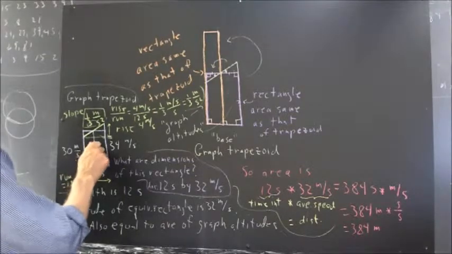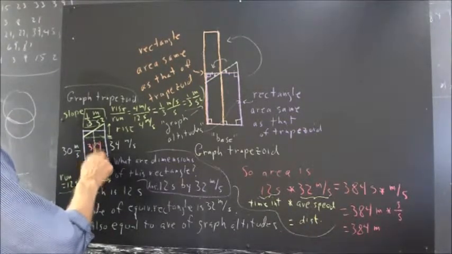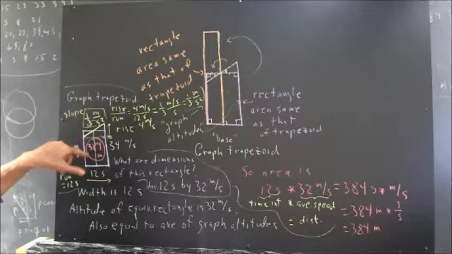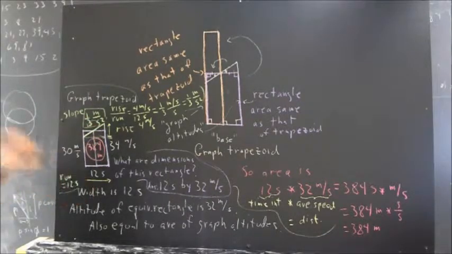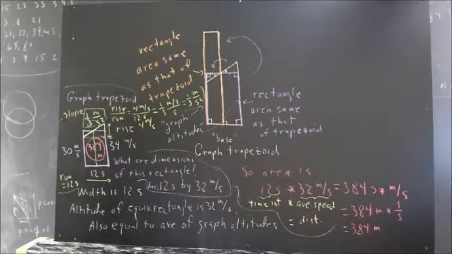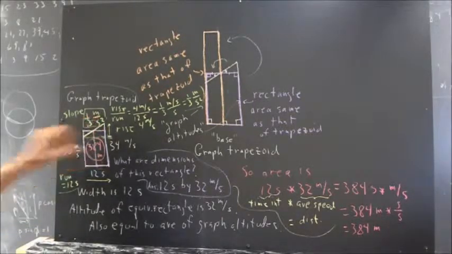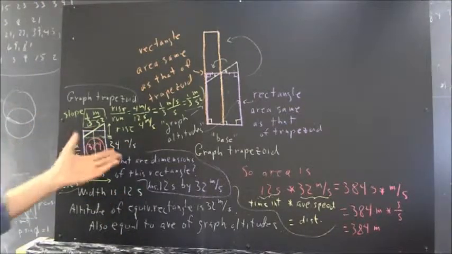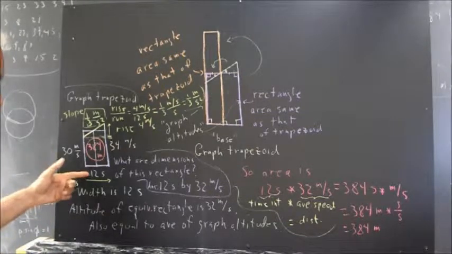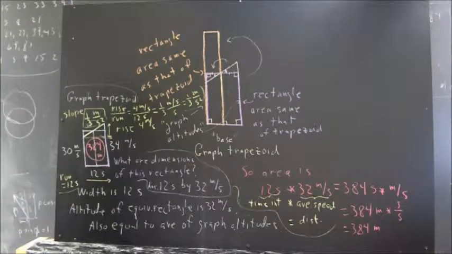We put that in a box, and this area that we got, this 384 meters, we put in the middle of the trapezoid, and we put a circle around it. So when we see a number in the middle of a trapezoid with a circle around it, we know that represents the area of that trapezoid. And when we see a box above the sloping segment on the trapezoid, we know that represents the slope. When we see a quantity next to one of the graph altitudes, we know that is how big that graph altitude is. And if we see a number down here, we know it's the width of the trapezoid.